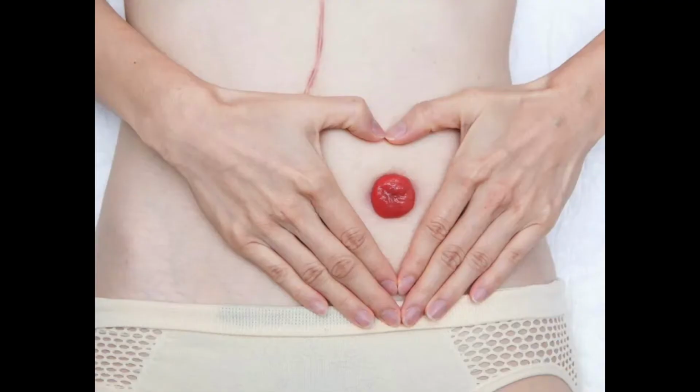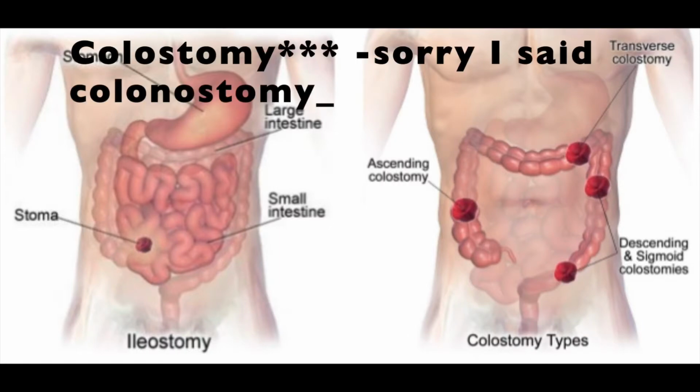An ostomy is a surgical opening from the inside of the body to the outside and can be located in various areas of the body. Ostomies can either be permanent or temporary. There are two main types of ostomies in the abdominal area, and they are ileostomies and colostomies.